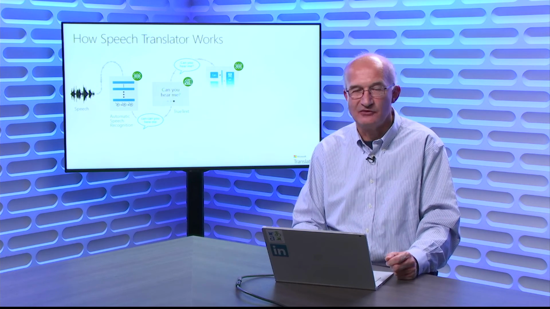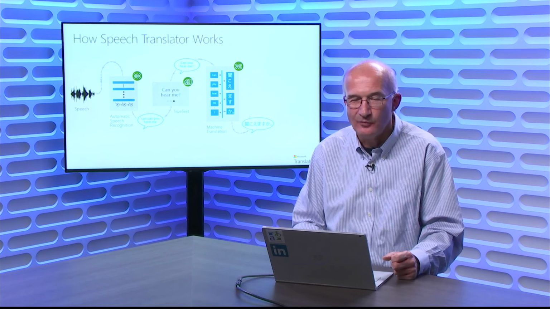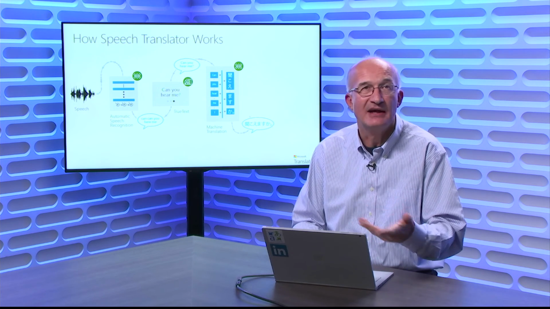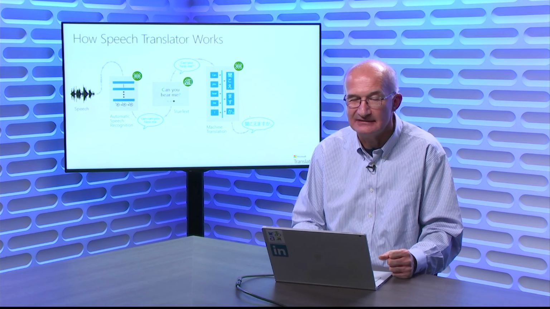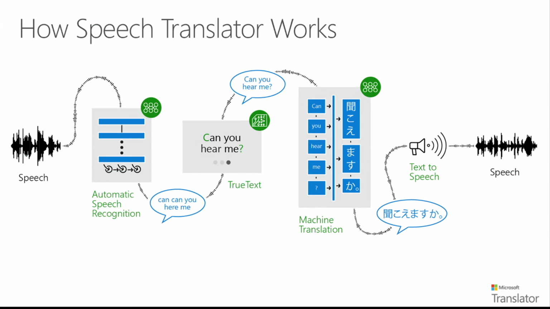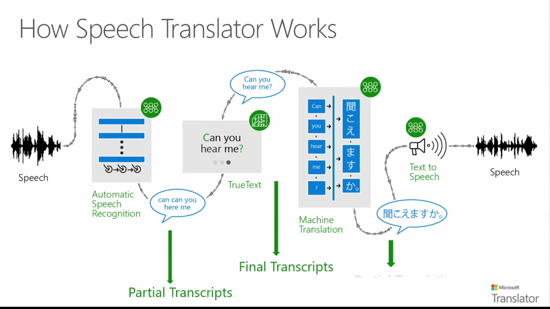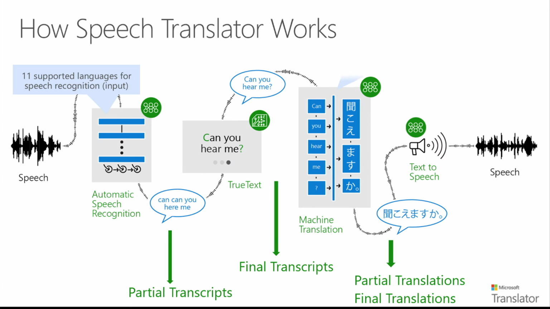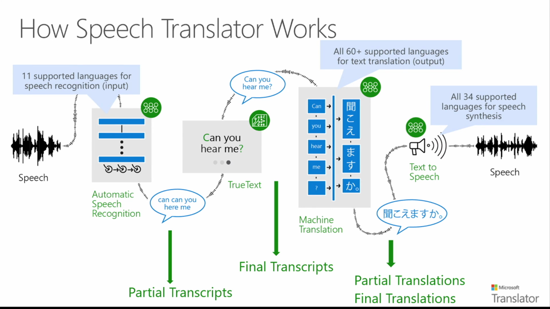Here you can see the transforms that happen when we apply true text to that system. We translate it, and then optionally you can also make the translation audible. Here is the set of languages that are covered. So as I said, 11 languages for speech input. You can translate to 60 languages, and of those 34 languages can be made audible.